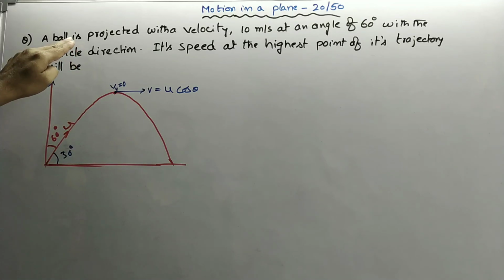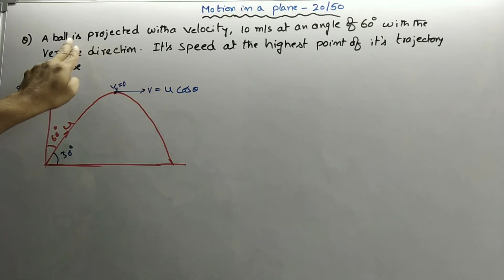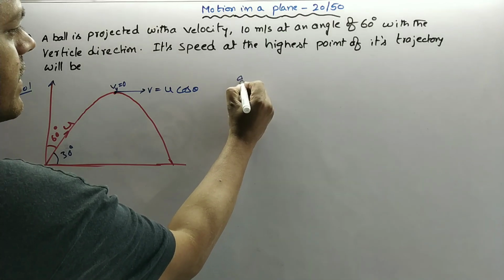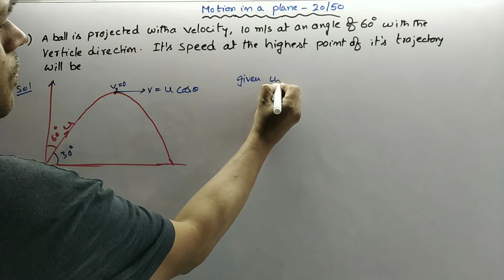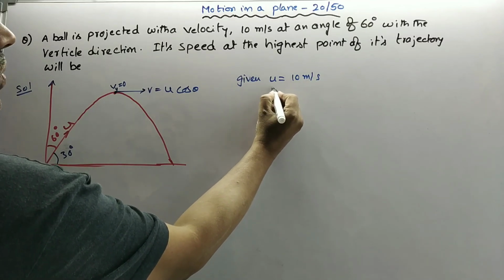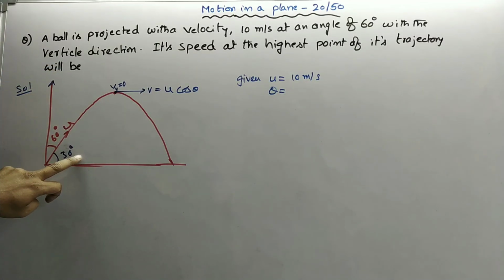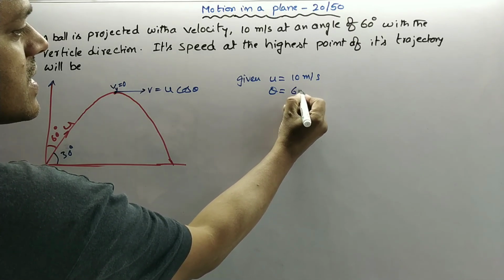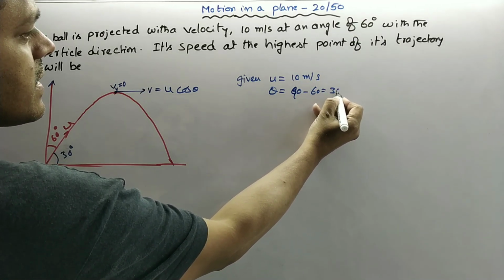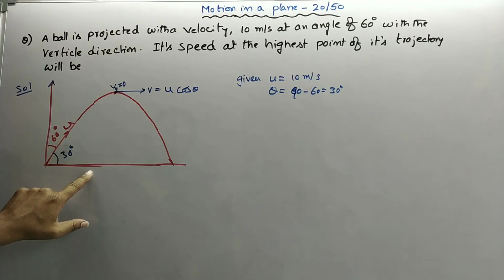Now you can see this is the required solution for this question. A ball is projected with a velocity, given projected initial velocity, what is that? 10 meter per second. What is the angle made with respect to the horizontal you should take? That means theta is equal to what? 90 minus 60 is equal to 30. This is the angle made by the projectile with respect to the horizontal, remember.